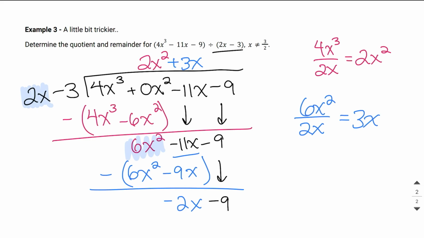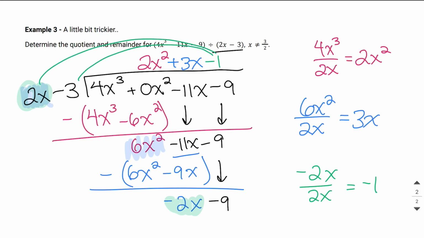Okay? And then lastly, I need to figure out, well, how many times does this 2x right here go into this negative 2x right here? So I'm going to divide that out on the side. Again, not necessary if you don't need to show that work. And I end up getting negative 1. So here I'm going to say negative 1, and then I'm going to distribute that negative 1 through. So negative 1 times 2x is minus 2x. Negative 1 times negative 3 is positive 3.